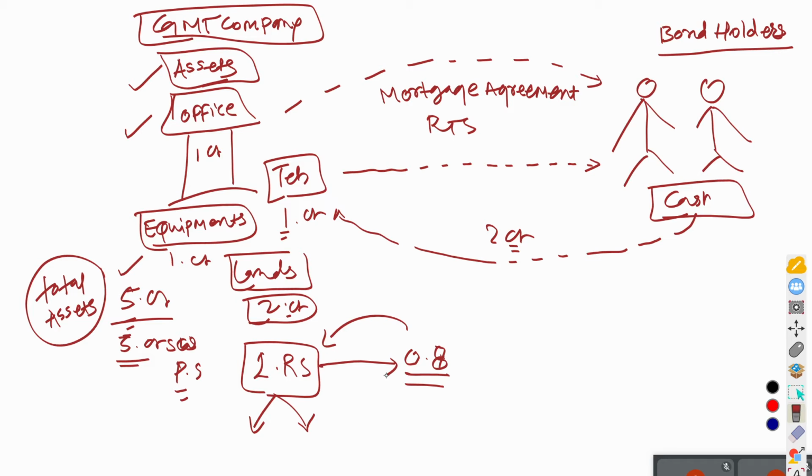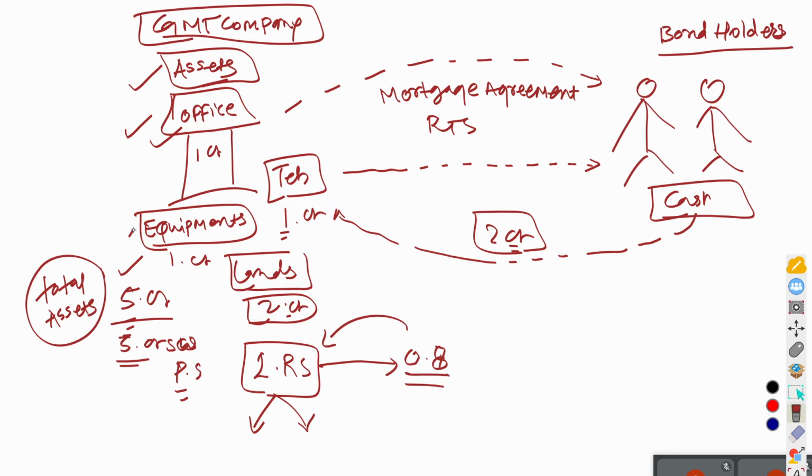Why? Company has a 2 crore rupees obligation. So it means the bondholder has rights over all the assets like office, equipment and technology. If the company fails to repay the debts or obligations, maybe interest payments and all, then bondholders have a right to sell the property or equipment in the market to recover their money back.